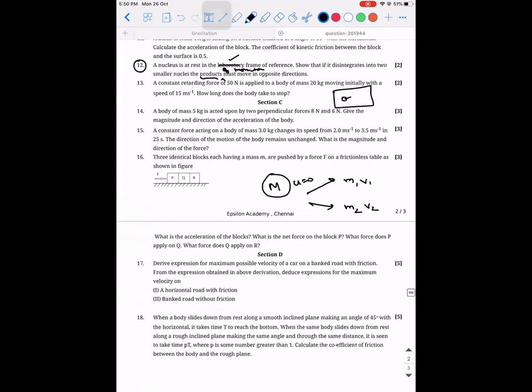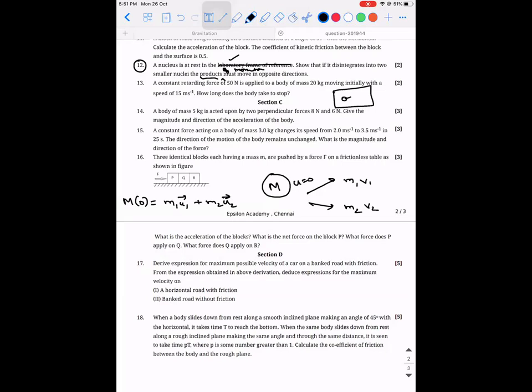So forgetting all these words, what you can do is a nucleus is at rest. Show that if it gets disintegrated into two smaller nuclei, then the products must be in opposite directions. So what is the initial momentum of the system? Capital M into 0 is equal to, what is the final momentum? It is M1 into U1 vector plus M2 into U2 vector. Is this clear?